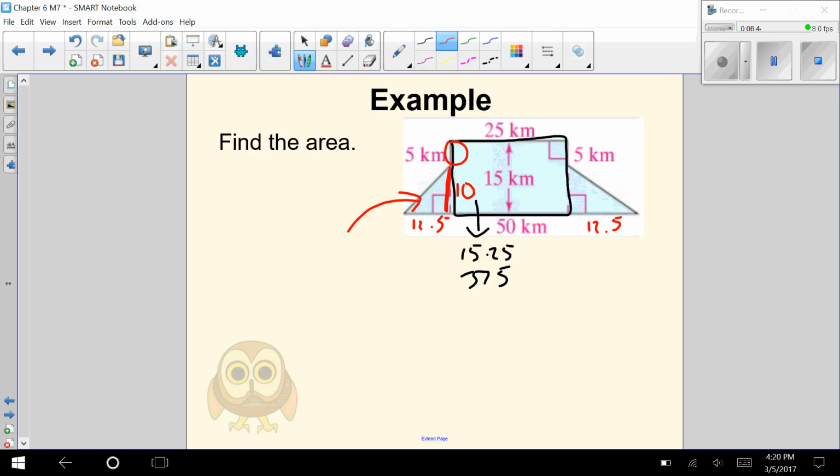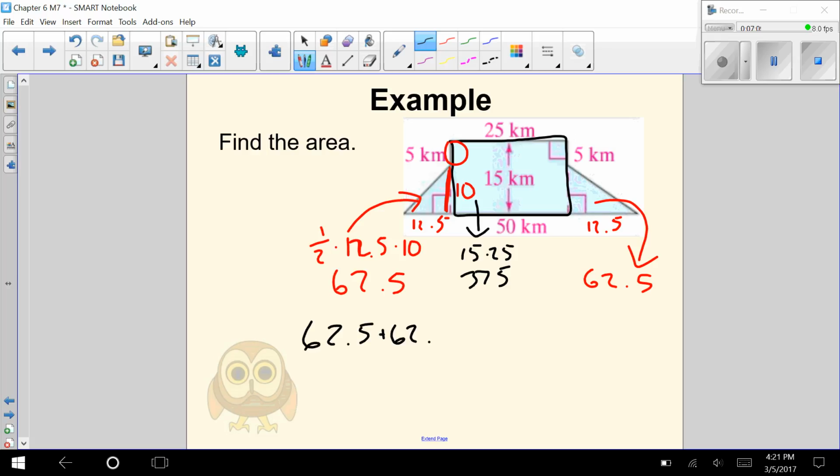So to find the area of that triangle, I do 1/2 times my base, which is 12.5, times my height, which is 10. 1/2 times 12.5 times 10 is 62.5. And this triangle over here on the right has the same height, the same base, so its area is also 62.5. Now for our grand total, we take our two 62.5s and that 375 from the middle, add them all up, and we get 500 square kilometers.